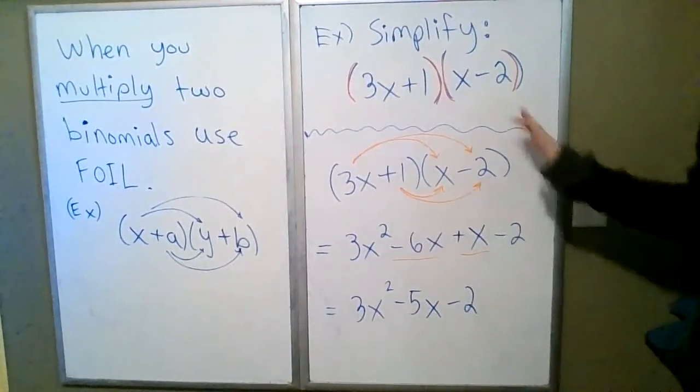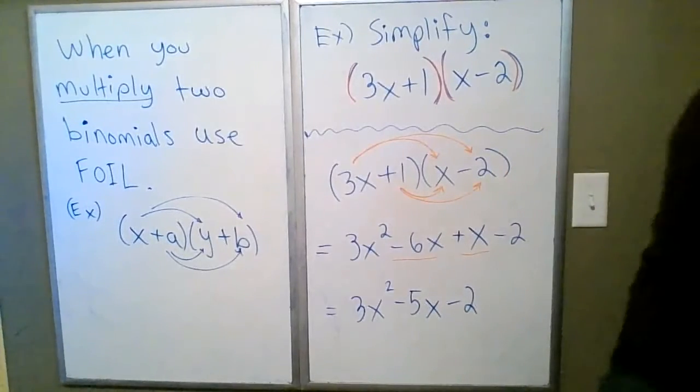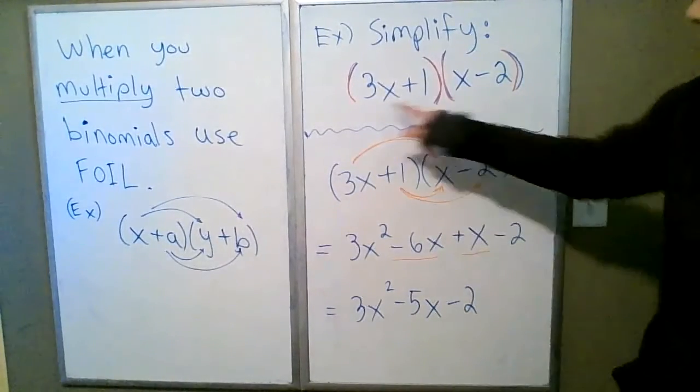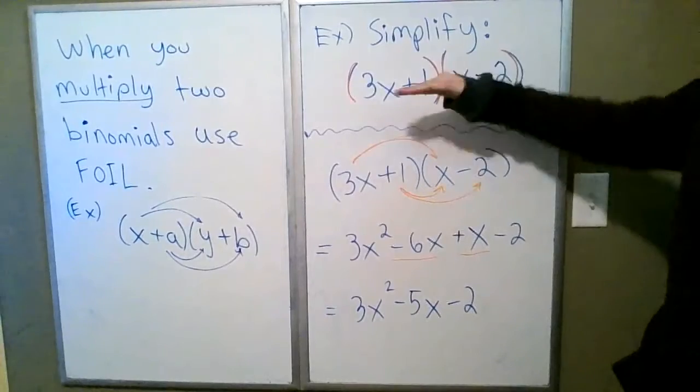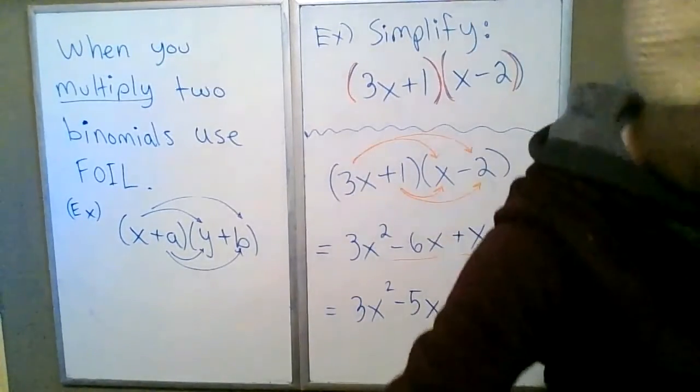Okay, let's say you don't quite know FOIL or you just like this rectangle. What you do is you put one polynomial on the top and multiply with the other polynomial on the side, like this.